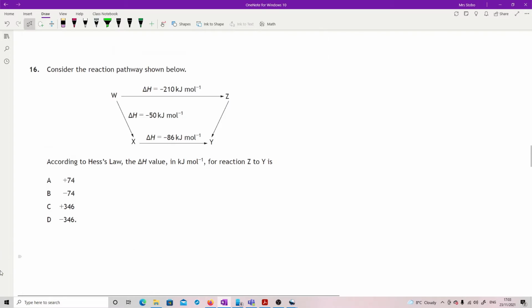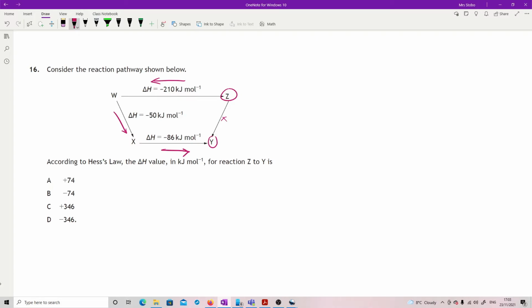Okay, we've got a Hess's law question. Considering the reaction path shown below, according to Hess's law, the delta H value in kilojoules per mole for reaction Z to Y. So I need to get from Z to Y, but I can't go this way, so I have to go round the other way. So I'm going to have to go this way, and then this way, and then this way. I've not got any multipliers. It could be a lot worse as far as a Hess question is concerned.